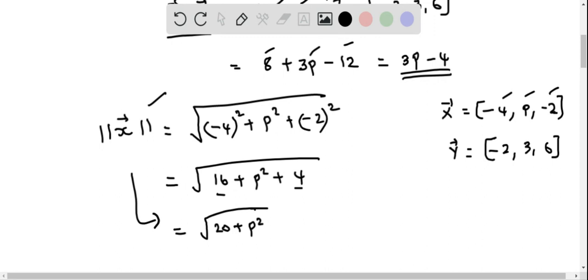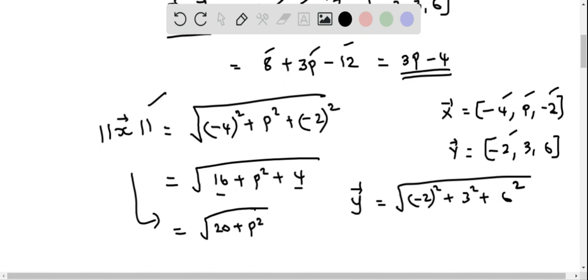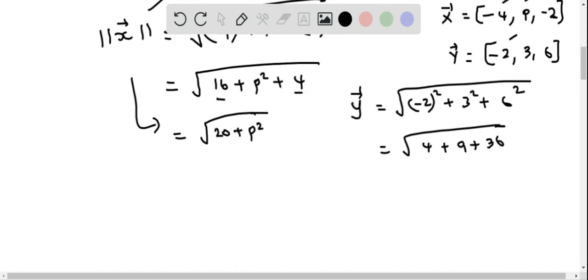Now let's find the magnitude of y vector in the same way. And so here we write the square root of the sum of the squares of the components. So it is negative 2 square plus the next component is 3 square, and then the next component is 6, so it is 6 square. Simplifying this, negative 2 square is 4 plus 9 plus 6 square is 36. And so adding them together, this equals 36 plus 4 is 40. 40 plus 9 is 49, and we take the square root. And so this equals 7.